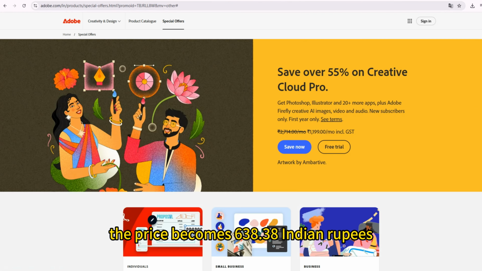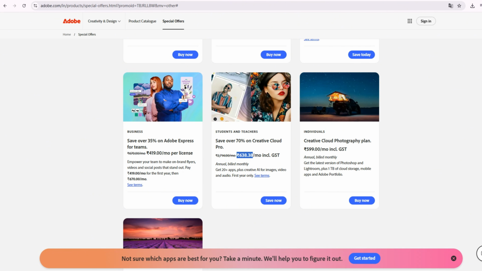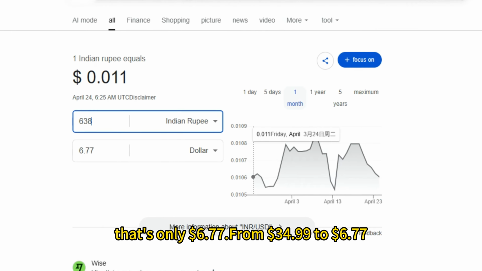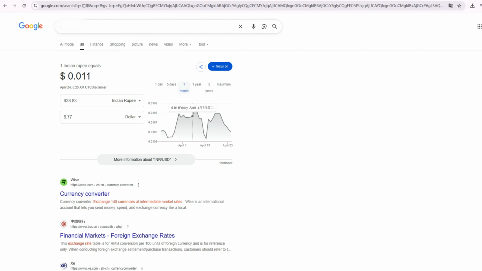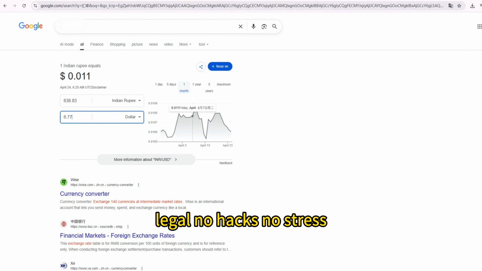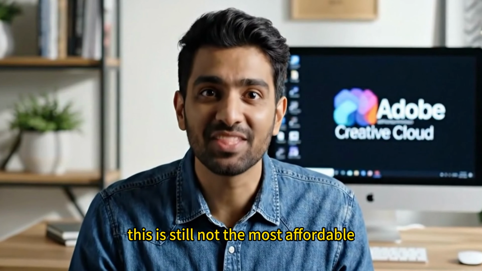The price becomes 638.38 Indian rupees. Converted to USD, that's only 677 cents, from 34.9 to 677, over 80% saved. Legal, no hacks, no stress. But this is still not the most affordable.